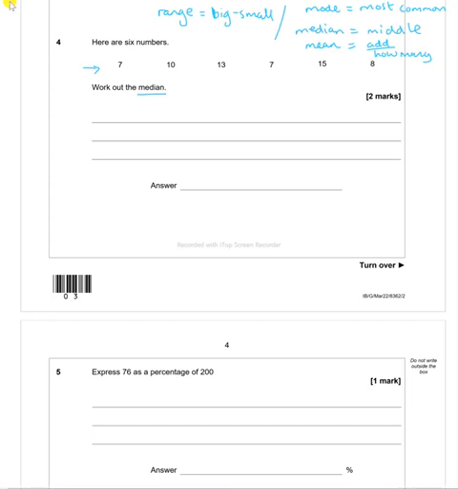Right, work out the median. So we need to put them in order first. So you've got 7, 7, 8, 10, 13, and 15. Now we can work out the middle. So small and big, small and big. We've got 2 left now. So what we do is we add them, is 18, and then we take 18 and divide it by 2. That's 9. So the median is 9.